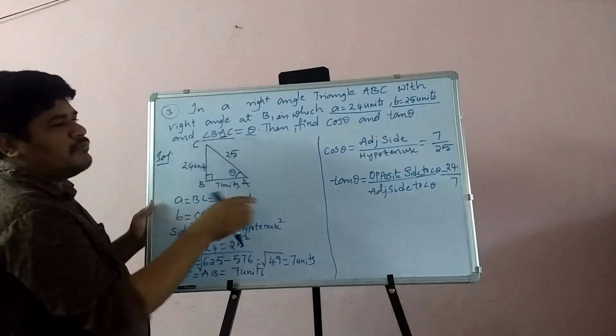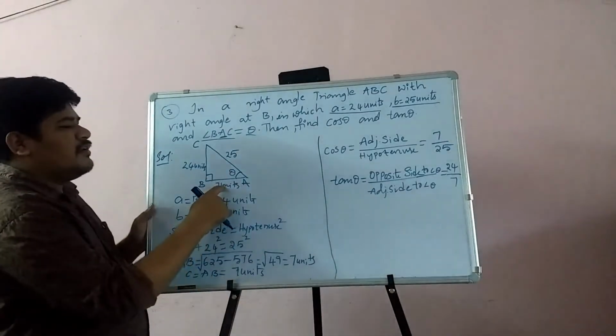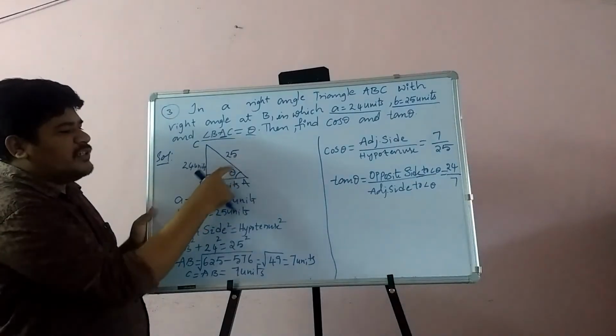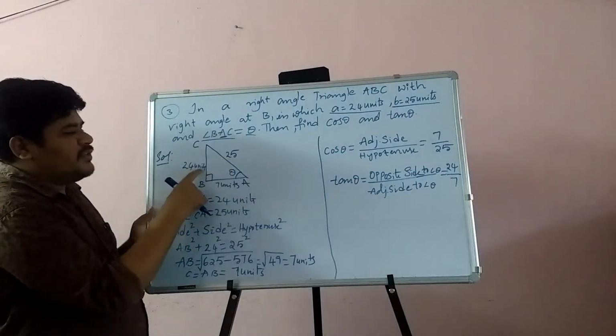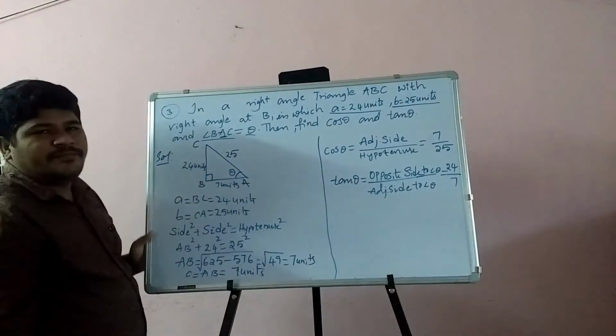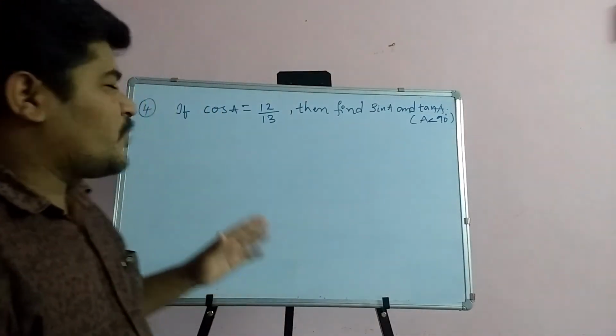Okay, now they are asking cos theta and tan theta. Cos theta is 7 by 25, adjacent side by hypotenuse. Tan theta is equal to the ratio of opposite side to adjacent side, so 24 by 7. Let's see problem number 4.